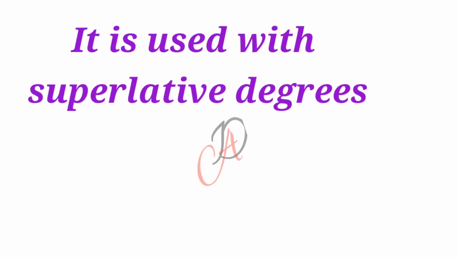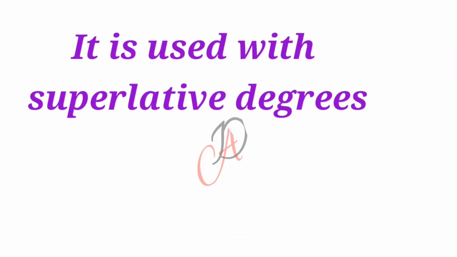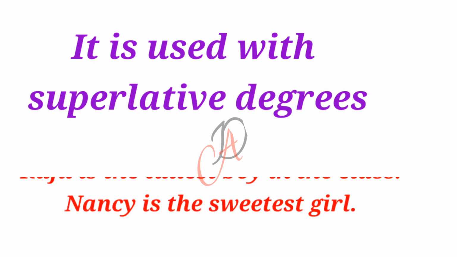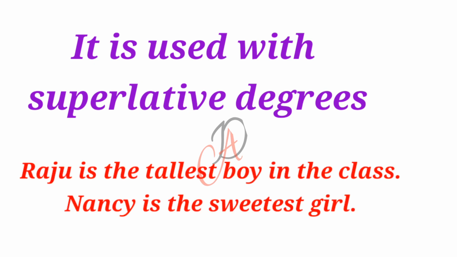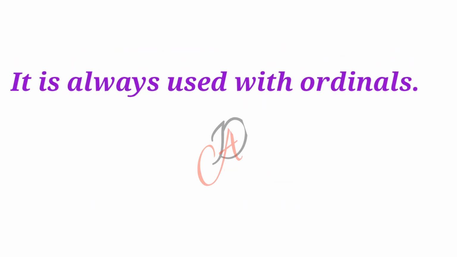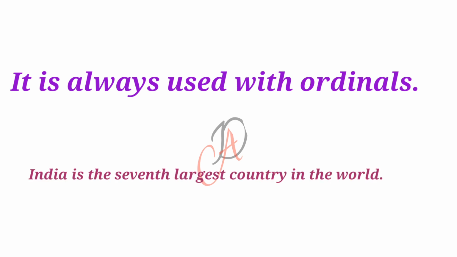Rule number fifteen. It is used with superlative degrees. For example, Raju is the tallest boy in the class. Nancy is the sweetest girl. Rule number sixteen. The definite article 'the' is always used with ordinals like the first, the second, the third, and so on. So let's see the example. India is the seventh largest country in the world. We are using 'the seventh' because it's always used with ordinals.